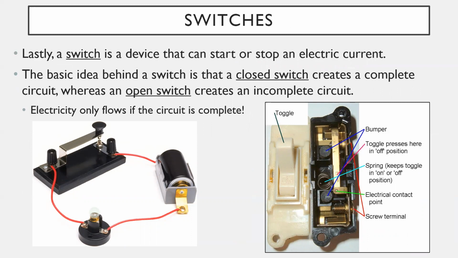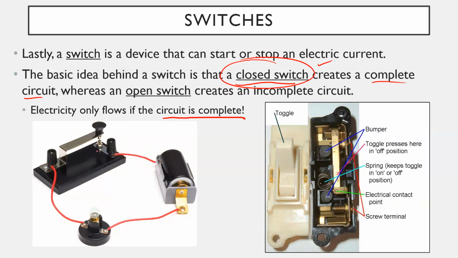Okay, anyway, the basic idea behind a switch is that a closed switch creates a complete circuit. So in other words, you close a switch, that creates a complete circuit, whereas an open switch, if you open the switch up, creates an incomplete circuit. Remember, electricity only flows if the circuit is complete. So you need to have a closed switch for electricity to work. Some people find that backwards, because sometimes you think, oh, it's closed, nothing's going to work. No, it's backwards with electricity. A closed switch means electricity is flowing. An open switch means electricity is not.